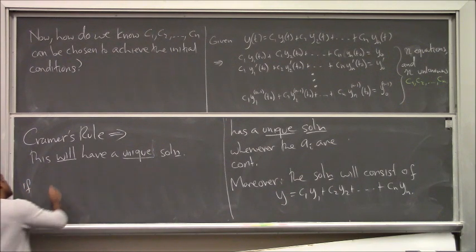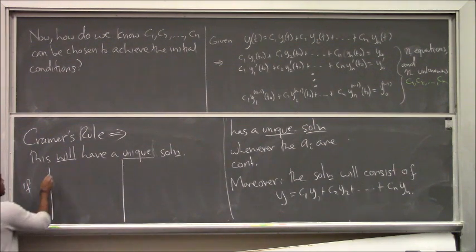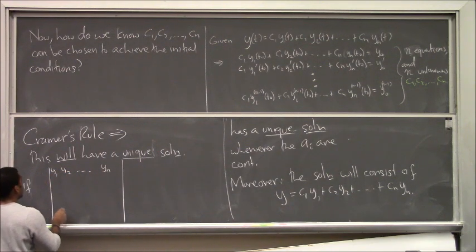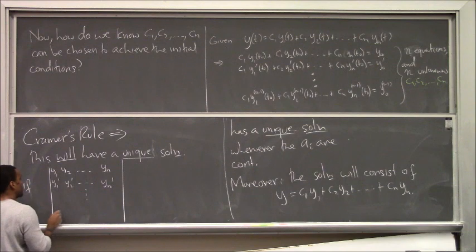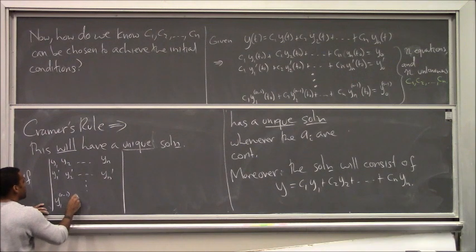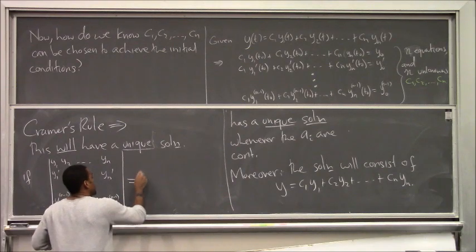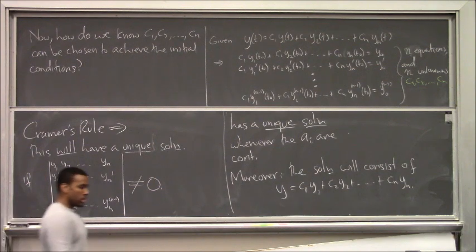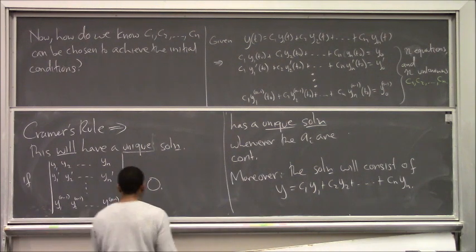If the determinant of the matrix of coefficients, namely y1, y2, yn; y1 prime, y2 prime, yn prime; down to y1 to the n minus 1, y2 to the n minus 1, yn to the n minus 1, is non-zero. As long as I can make sure that will happen, I will be able to find a unique solution to fit any given initial condition.